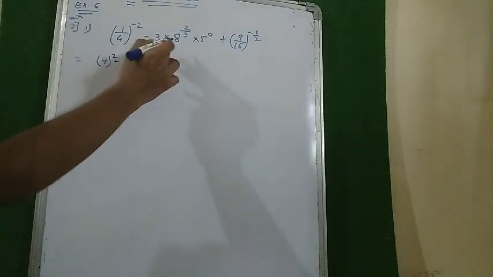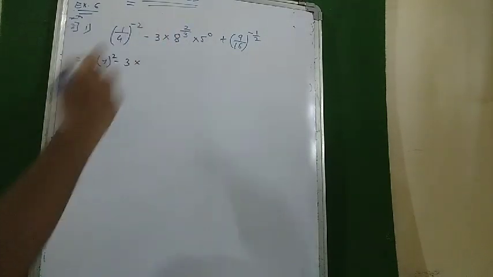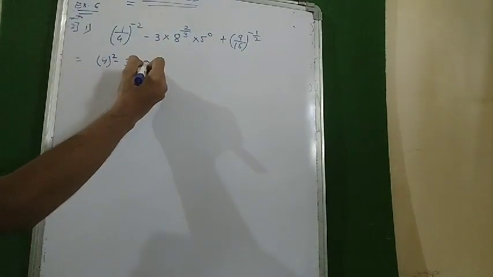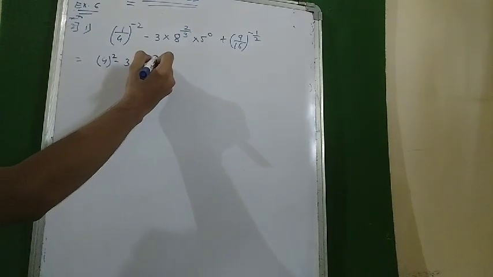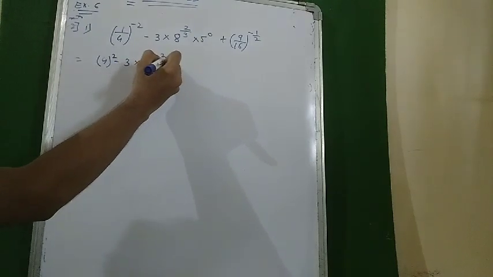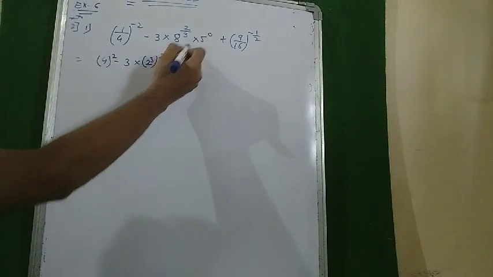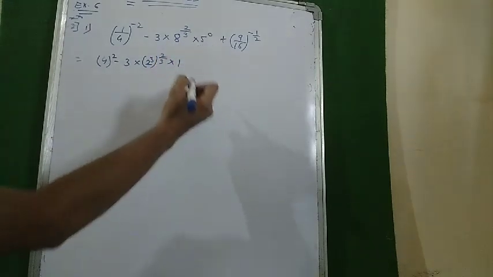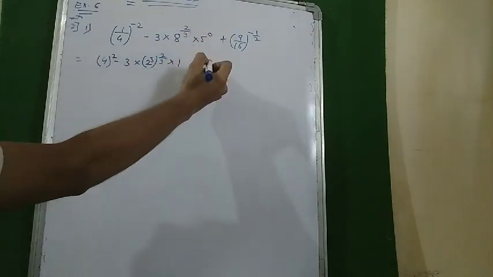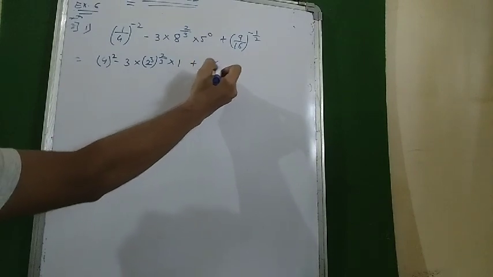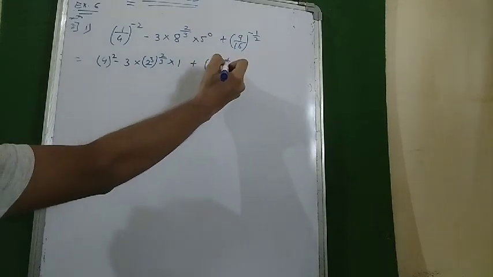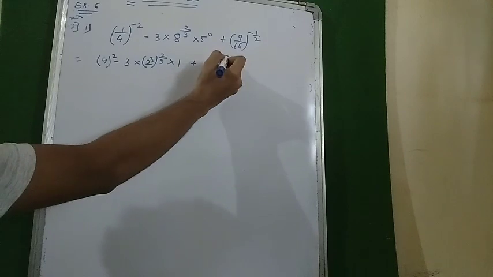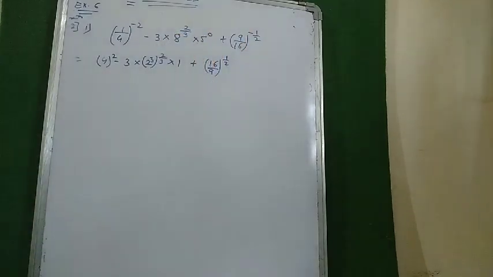You can say that here it is 8 and here it is 3. So 8 is the cube of 2. So 2 raised to 3 whole raised to 2 upon 3 multiply by 5 raised to 0. Anything raised to 0 is 1, plus. Again there is a minus sign. So I will write 16 upon 9, changing the minus sign to plus sign. So I am changing the sign and it becomes reciprocal.